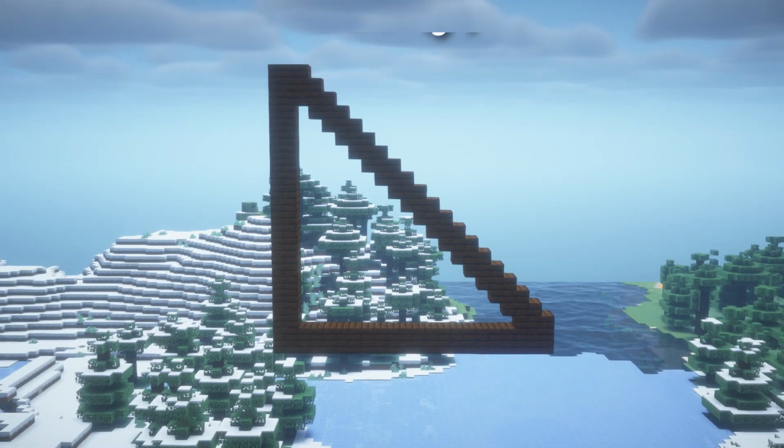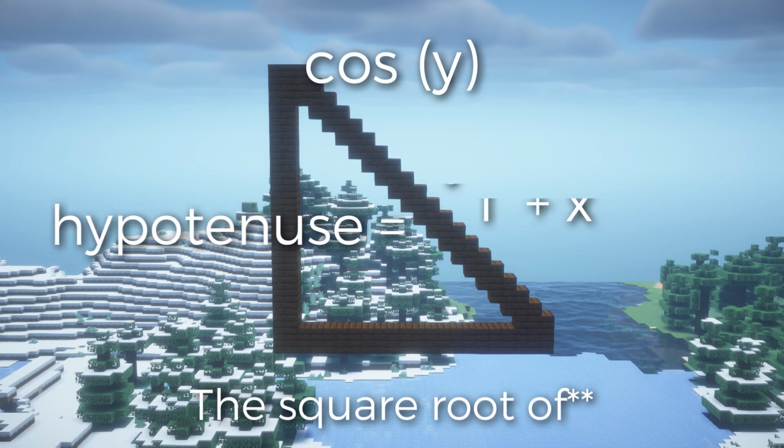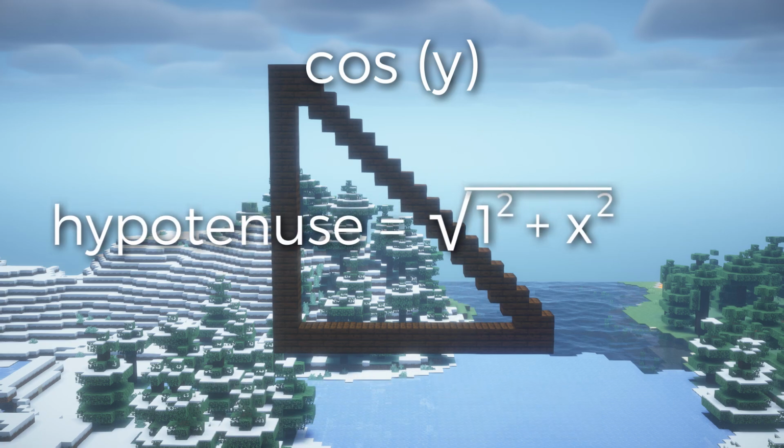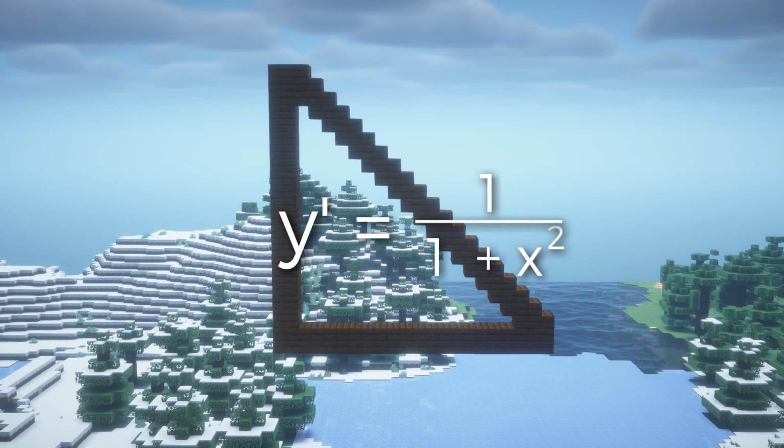Going back to the triangle, we see that cosine would involve the adjacent and hypotenuse. The adjacent is 1, while the hypotenuse is the square root of 1 squared plus x squared. However, since cosine is squared, there's actually no need to square root this equation, and so we just get a final answer of y prime equals 1 divided by 1 plus x squared. And that's our tangent proof.